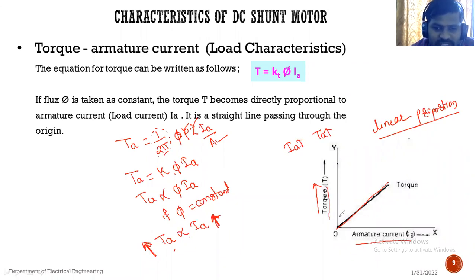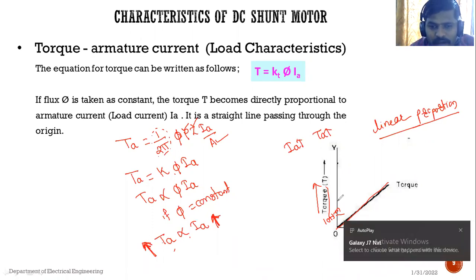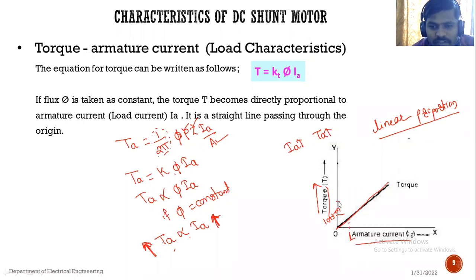As the torque increases, suppose at this value the torque of the machine is 10 Newton meter. At that situation the armature current is, suppose, 1 ampere. Now if the torque is at this value, suppose it is 20 Newton meter, at the same time the current of the motor is 2 ampere. Like this it gives a linear proportion.